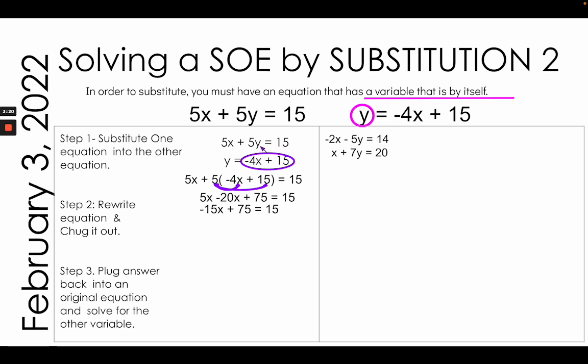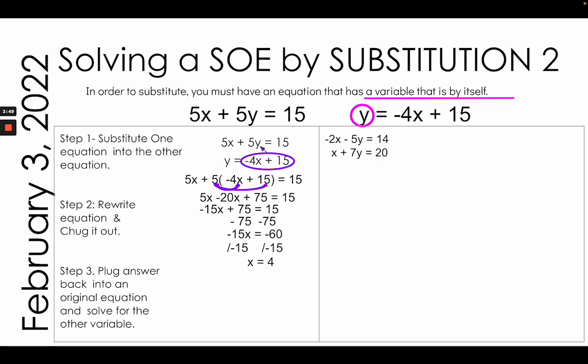Now, at this point, it's a two-step equation. We have our coefficient, we have our constant, and we have our number that it's equal to. We want to get rid of the constant first, so minus 75 minus 75. We have negative 15x equals negative 60. You're going to solve for the x by dividing by negative 15. Divide by negative 15, and x equals 4.